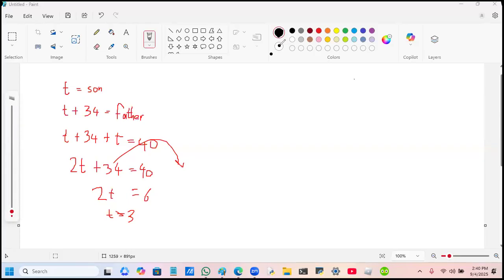What did you say? Sum of their ages. This was the sum of their ages 2 years ago, right? I can't hear.